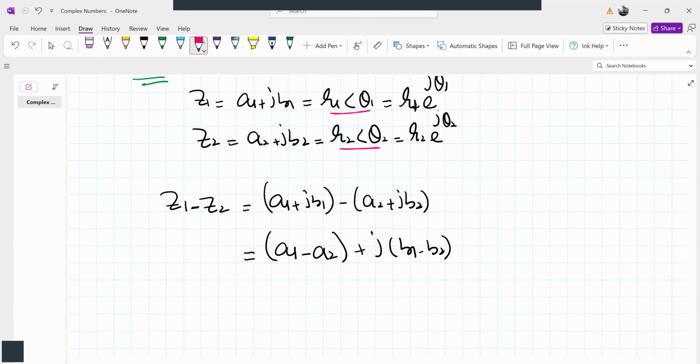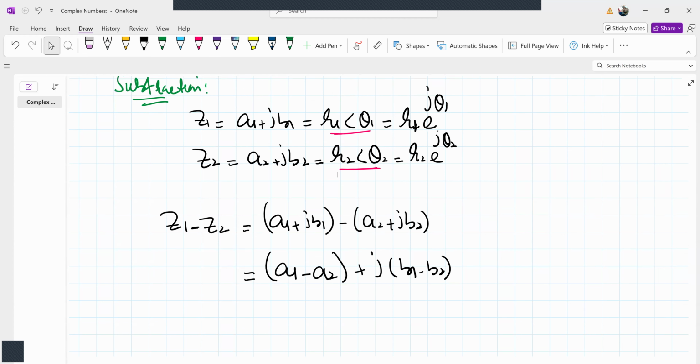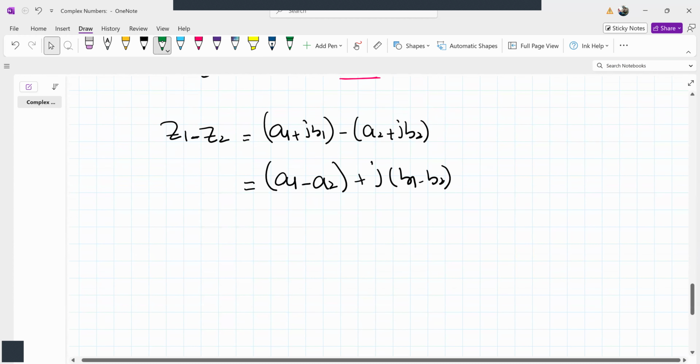What if the polar form is given? So what you will do, you will convert the polar form first to a rectangular form and then perform the subtraction. Okay, next is if we have to perform the multiplication operation.